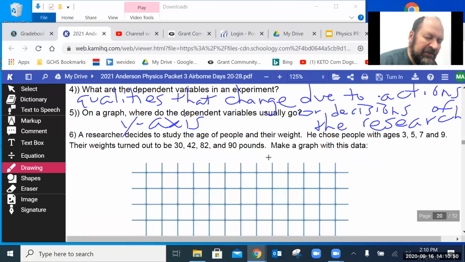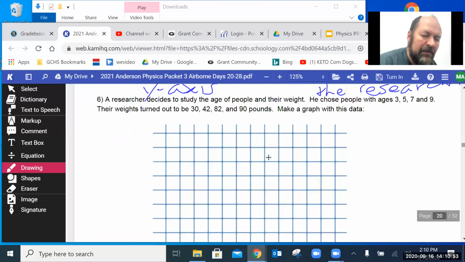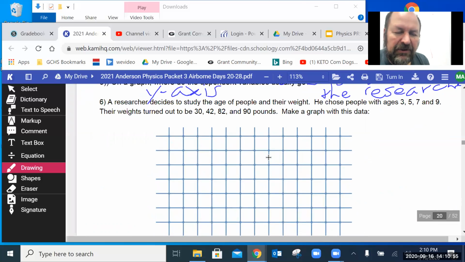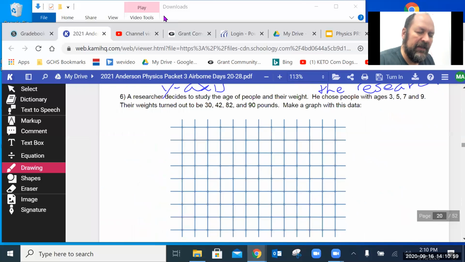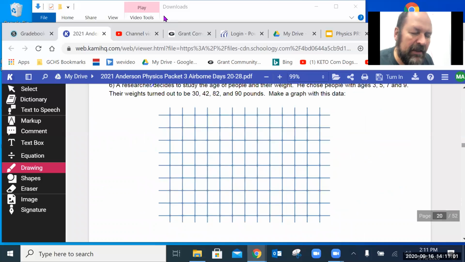A researcher decides to study the age of people and their weight. He chose people with ages 3, 5, 7, and 9. Their weights turned out to be 30, 42, 82, and 90 pounds. Make a graph with this data.